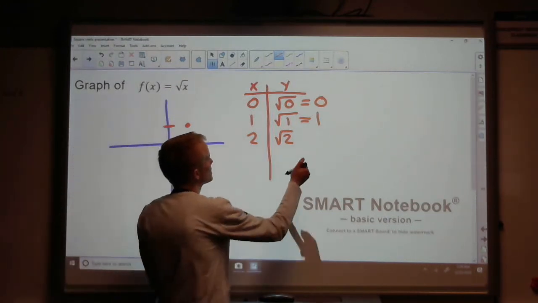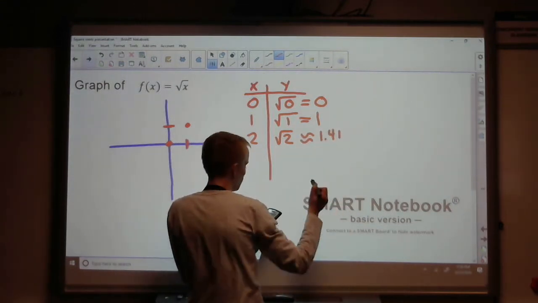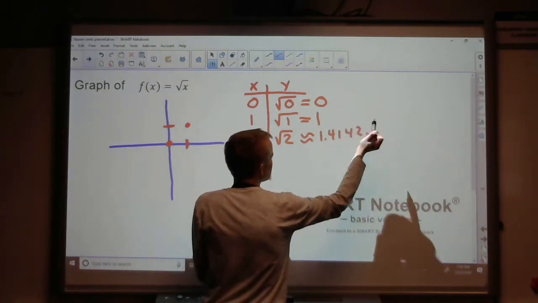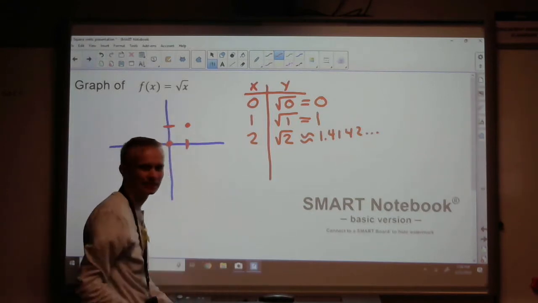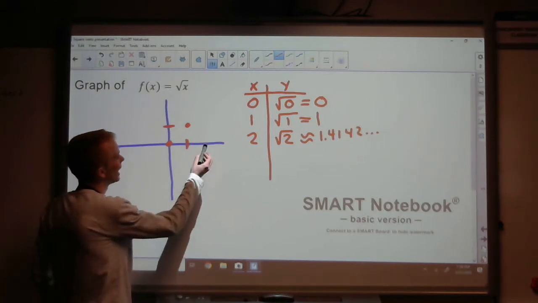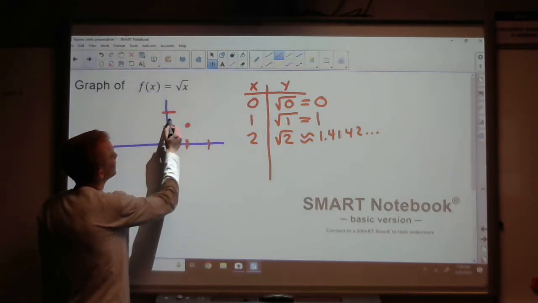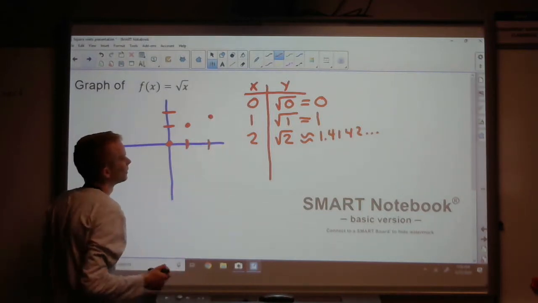And this is about 1.41, and then it keeps going 428. It's a really long, nasty decimal, okay? And so this is maybe not the best x to plug in because you get a nasty number here. Still, I'll just estimate what it is. At x equals 2, we're at 1.4. So we'll say that's 2, about 1.5-ish. Maybe like right in there, okay?